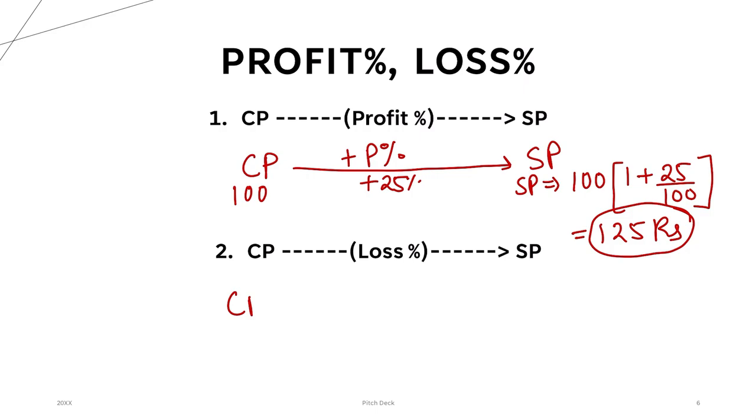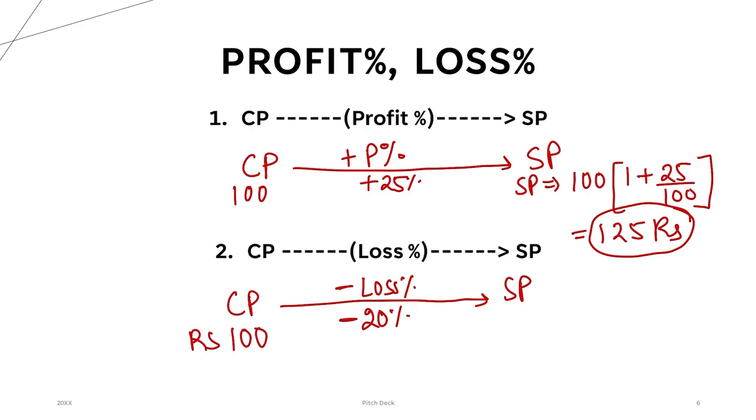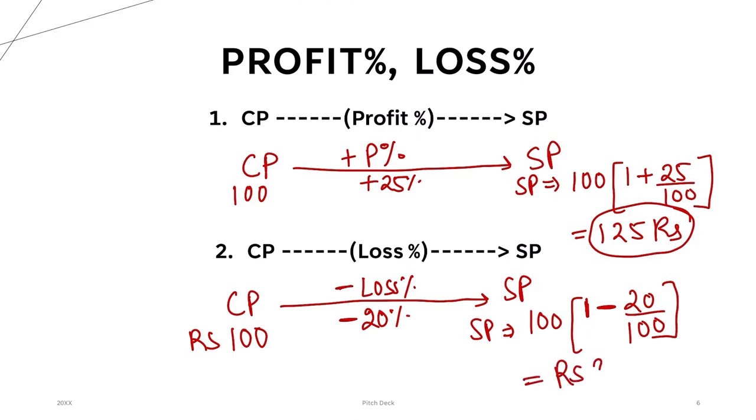Now, if we are making a loss, put a minus sign with the loss percentage. Suppose I'm making a loss of 20% on my transaction. What is SP? My cost price is 100 rupees. My selling price is cost price times 1 minus the loss percent, 20%. If you calculate this, it will come out to be 80 rupees.